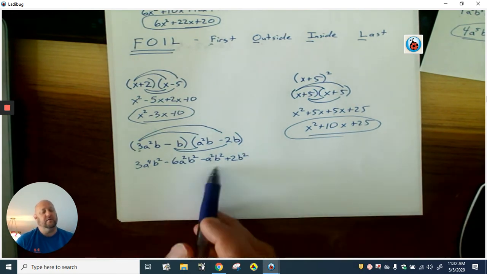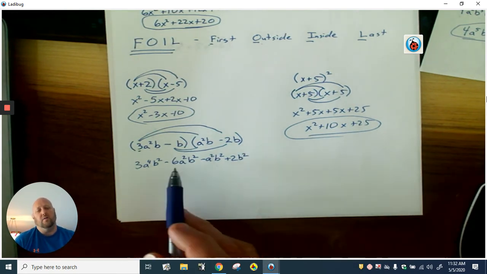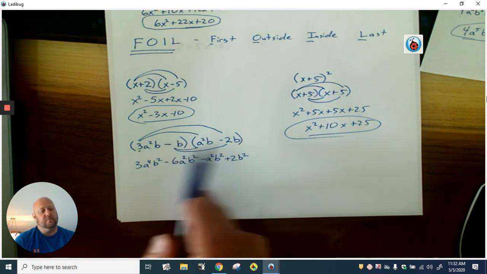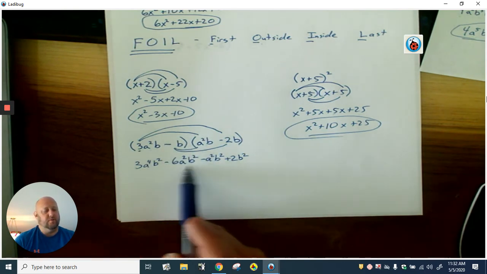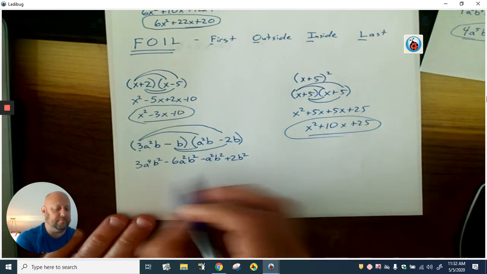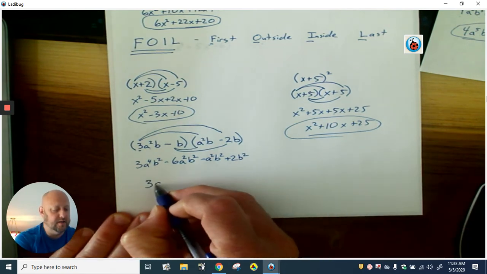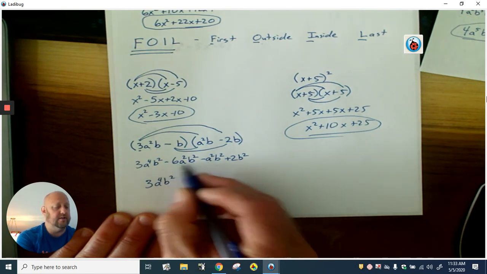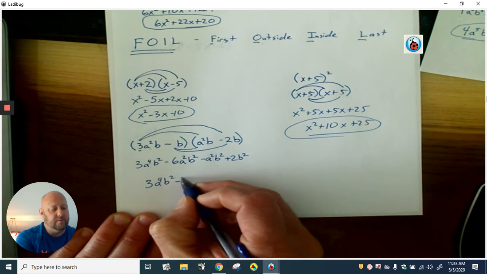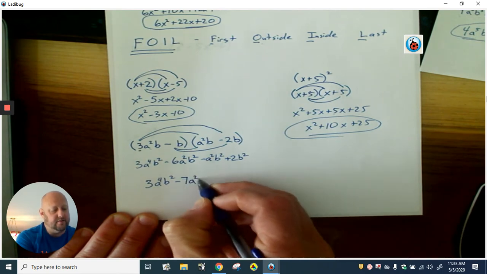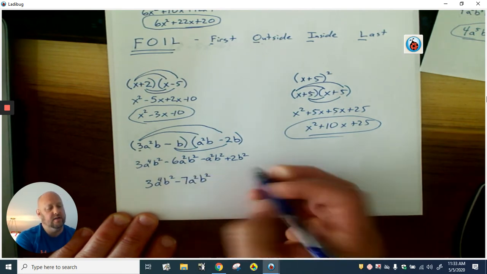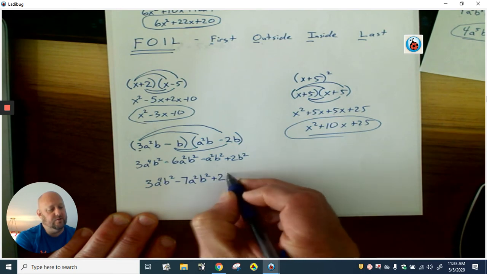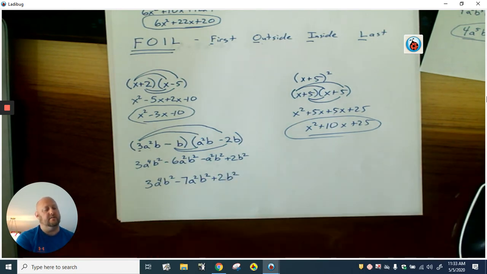And again, we look for like terms. We're not always going to have like terms. It really depends on what the numbers are up there, but most of the time we will have like terms in the middle especially. So we have that 3a to the 4th b squared. We have a negative 6, we have a negative 1, which makes negative 7 of those a squared b squareds. And then we just have that 2b squared at the back. Okay?